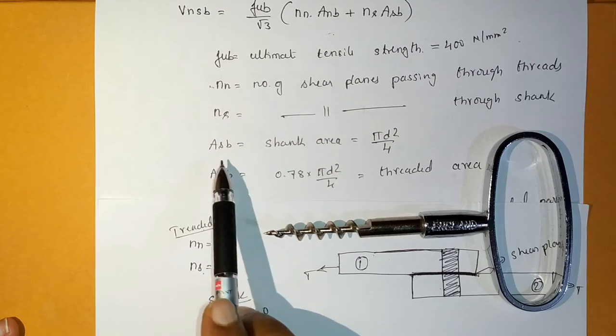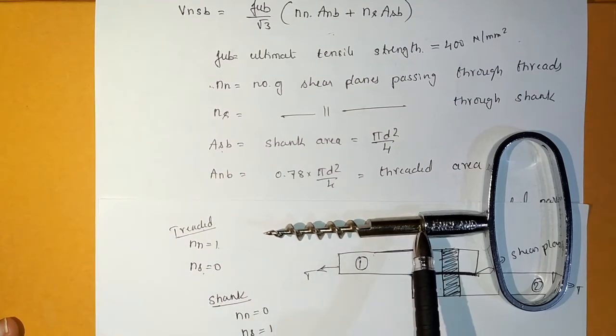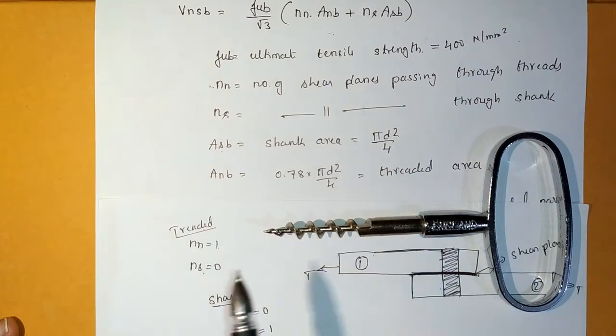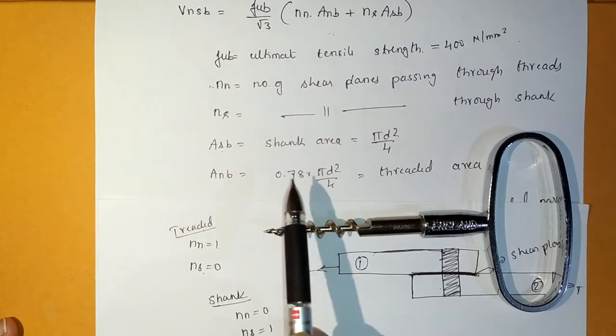Okay, similarly, ASB is the area of the shank. This is the shank area or unthreaded area. Here there is no reduction in area. That's why we are using this formula pi d square by 4. This is the threaded area, ANB, area of threaded part. There is a reduction in area.